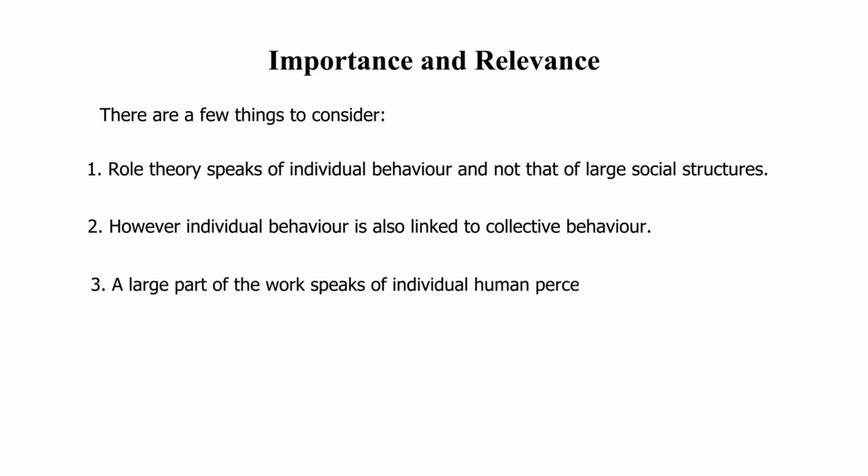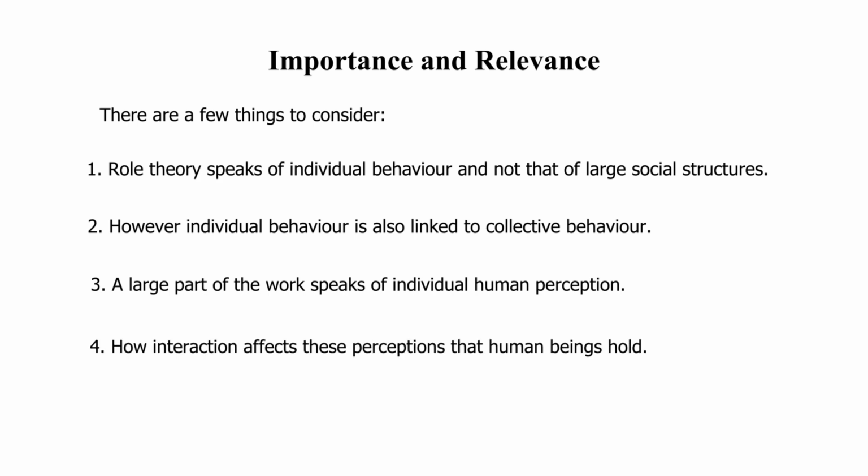The third, fourth, and fifth points that have been laid out show how a large part of role theory speaks of human perception. For example, men and women behave differently since they already have a perception of the existing roles based on gender. This also establishes that social structures create social expectations which then individuals adhere to.